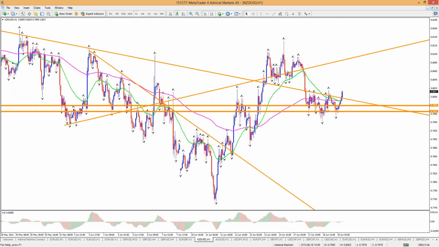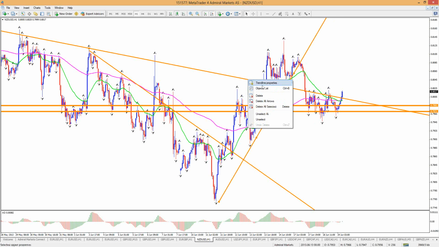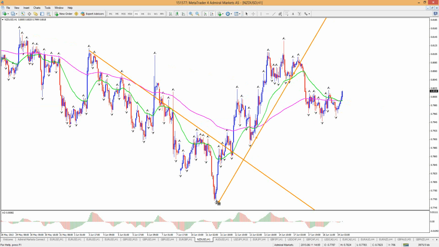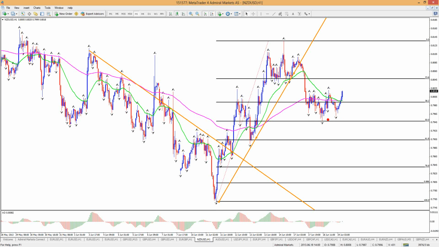New Zealand did this too. Wow, I have a lot of trend lines on. Let me remove some of them. This too had a nice break like the Aussie, but also didn't really go too far. I think even less than the Aussie because we fibbed this upside, went to a 50 fib exactly. All right.